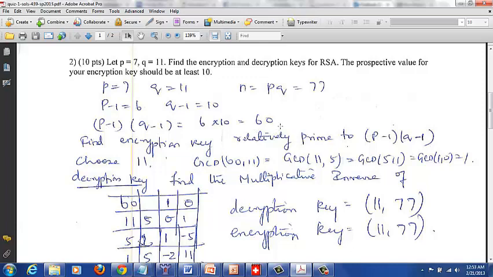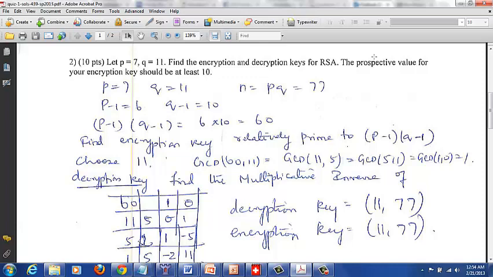So the encryption key is something that is relatively prime to (P minus 1) times (Q minus 1). So what we have to do is choose an encryption key which is at least 10. If you choose 10, you want to make sure whether 10 is relatively prime to (P minus 1) times (Q minus 1). So is 10 relatively prime to 60? The answer is no, because both 10 and 60 are even numbers, first of all, so they cannot be relatively prime.